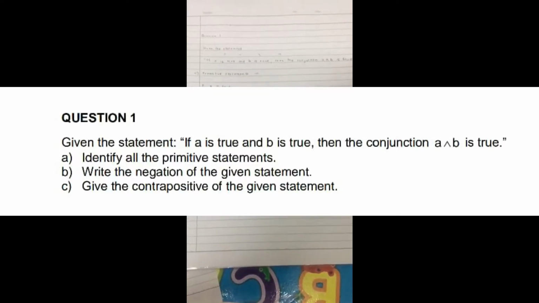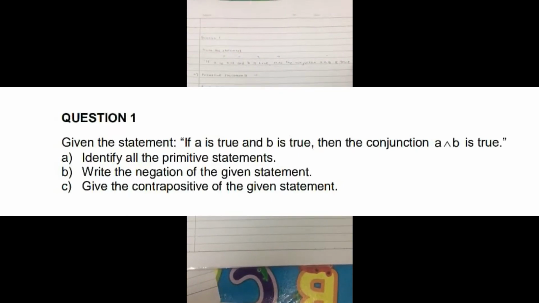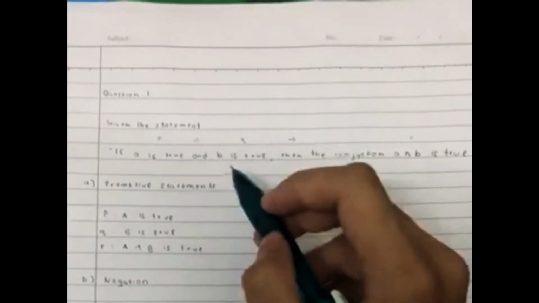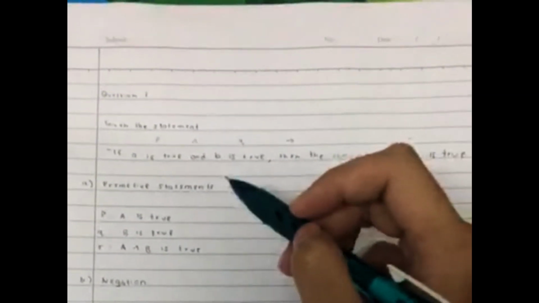Today I will explain the answer of question 1. Given the statement, if A is true and B is true, then the conjunction A and B is true. From that statement, we can get three statements. Firstly, A is true, and the second statement is B is true. Then the third statement is A and B is true.